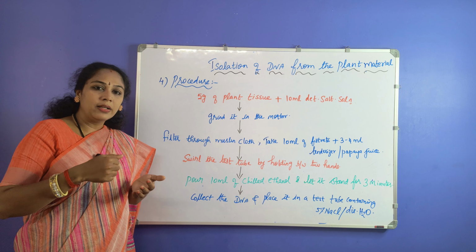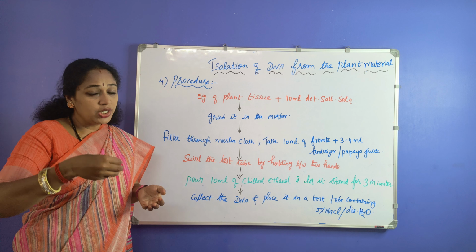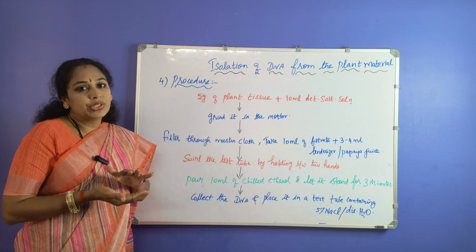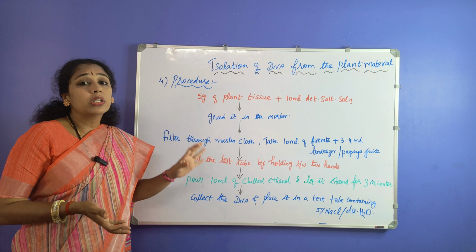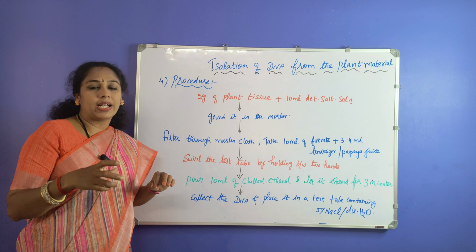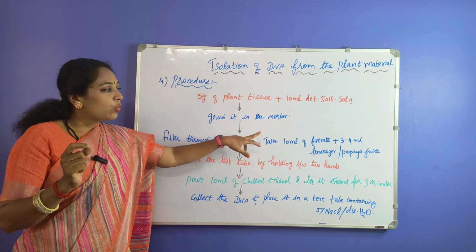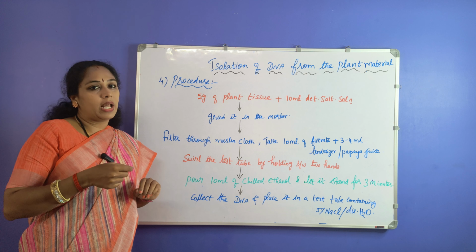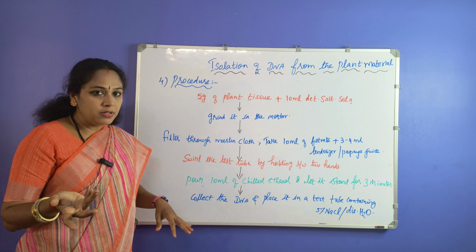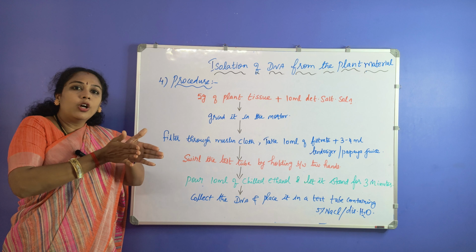You smash the plant material, and as you smash, you add this detergent salt solution, and whatever extract you get is filtered through the muslin cloth. From the filtrate you are getting, you take only 10 ml, and to that you add 3 to 4 ml of tenderizer or papaya juice or pineapple juice, and then you have to swirl the test tube between your two hands.